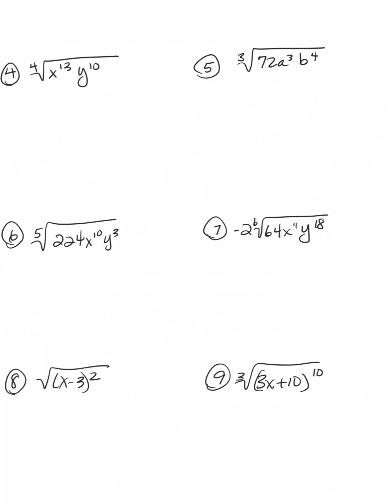All right, let's look at number 4. This is a 4th root, so it's the even index, and I've got variables, so I may have to deal with the absolute value thing. So we'll go back and recheck our answer when we get there.